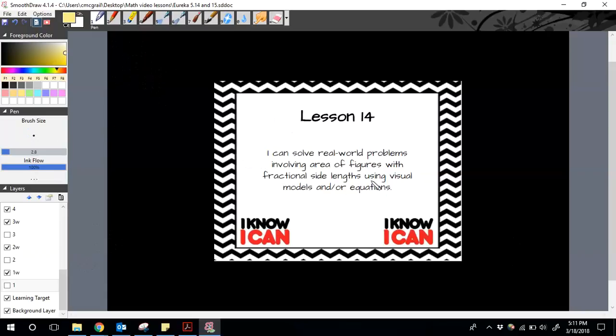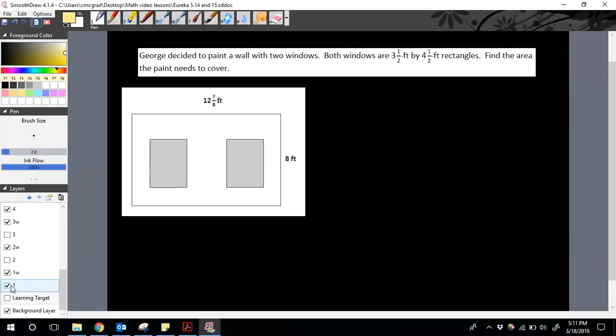Okay, our learning target for today is: I can solve real-world problems involving area of figures with fractional side lengths using visual models and/or equations. So today we're going to be solving word problems, and we're going to be multiplying fractions, mixed numbers, and things like that in order to find the area of certain objects. Okay, let's move on and take a look at problem 1.